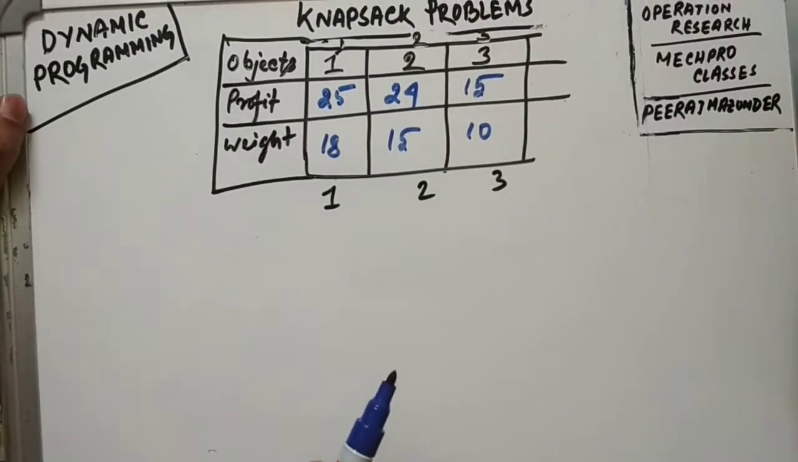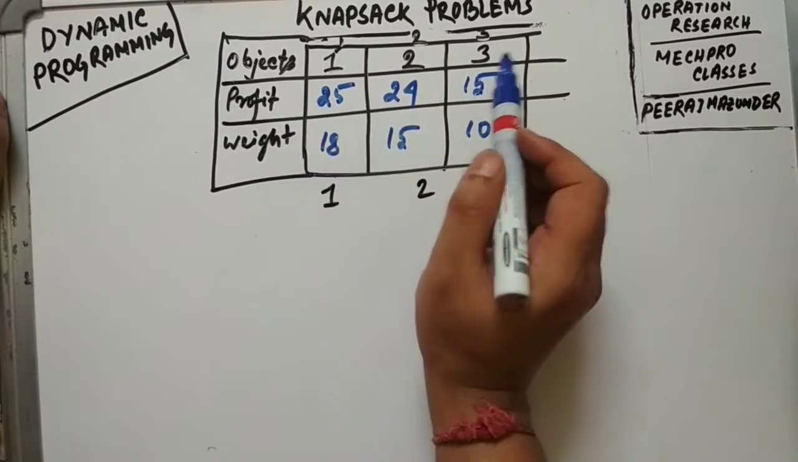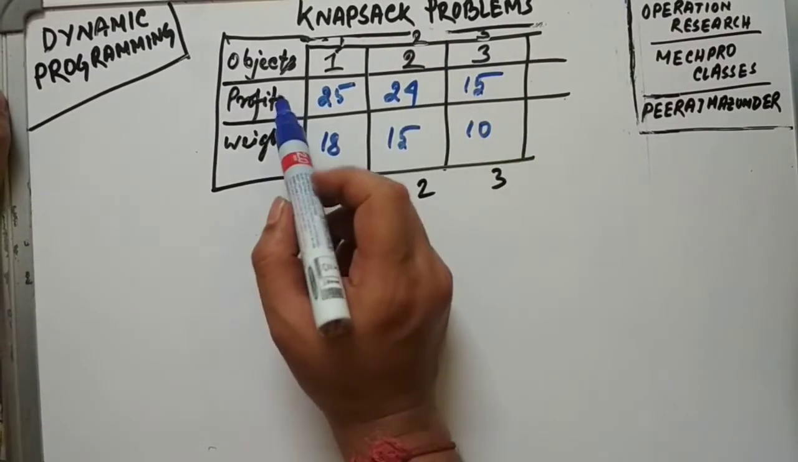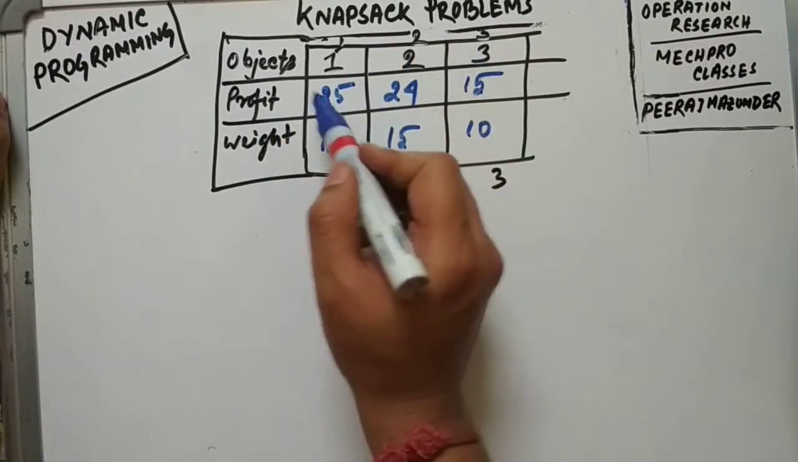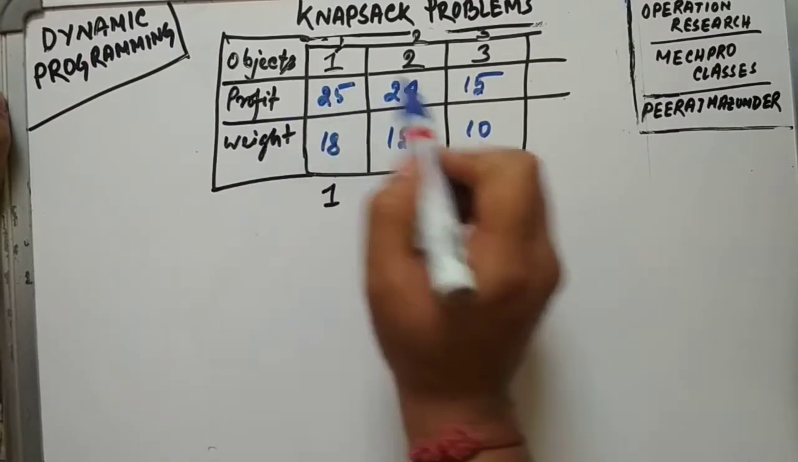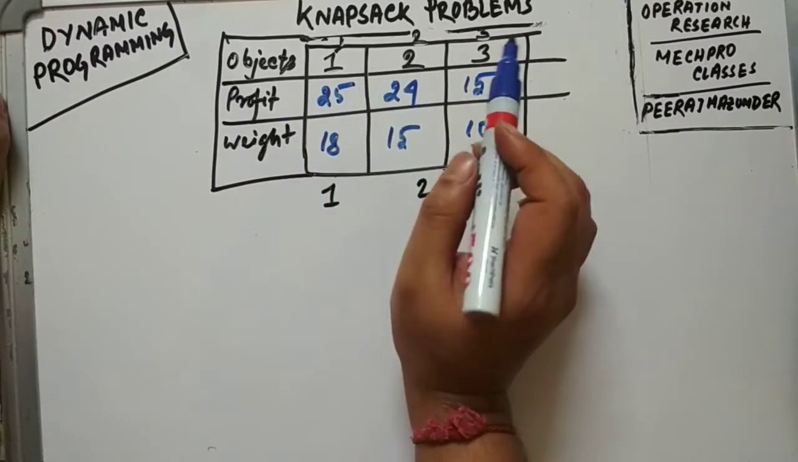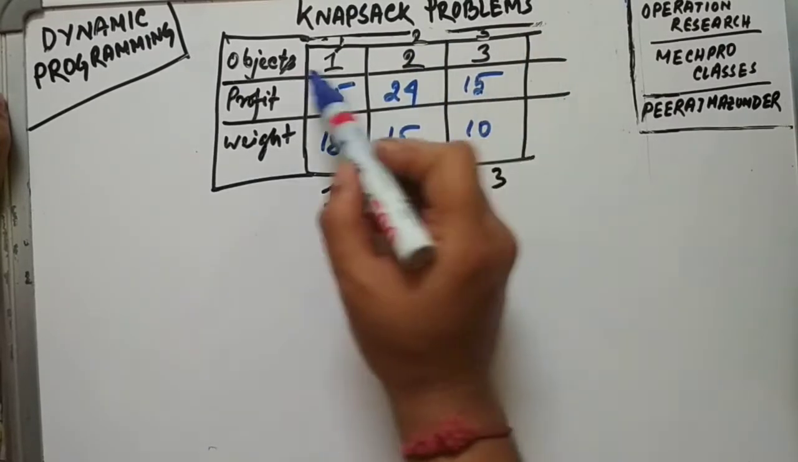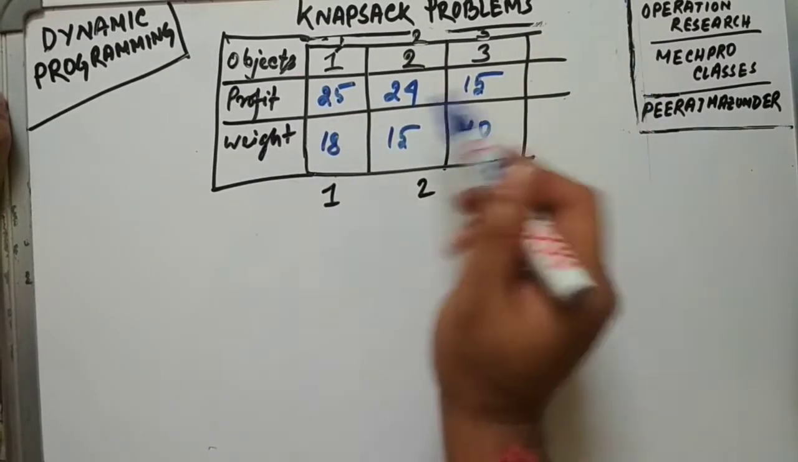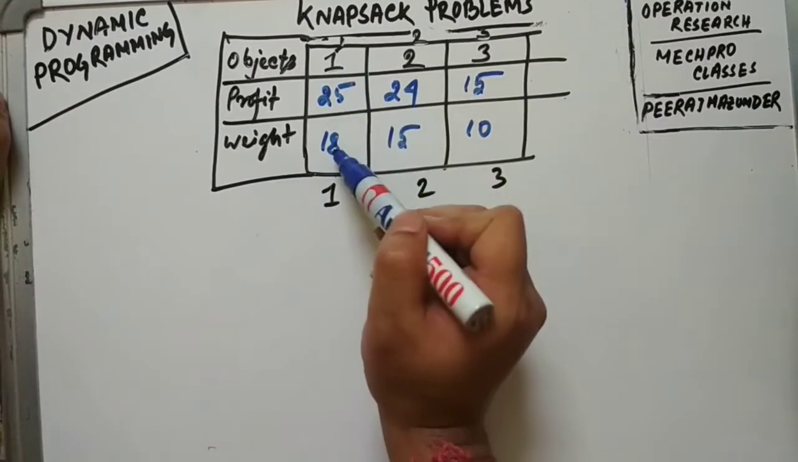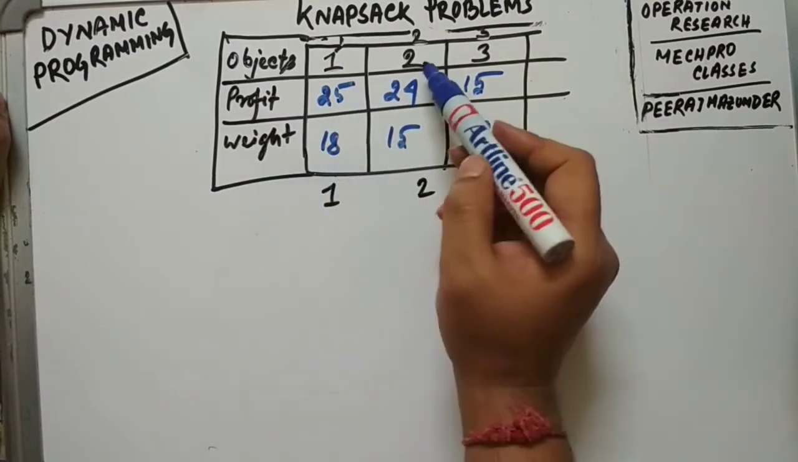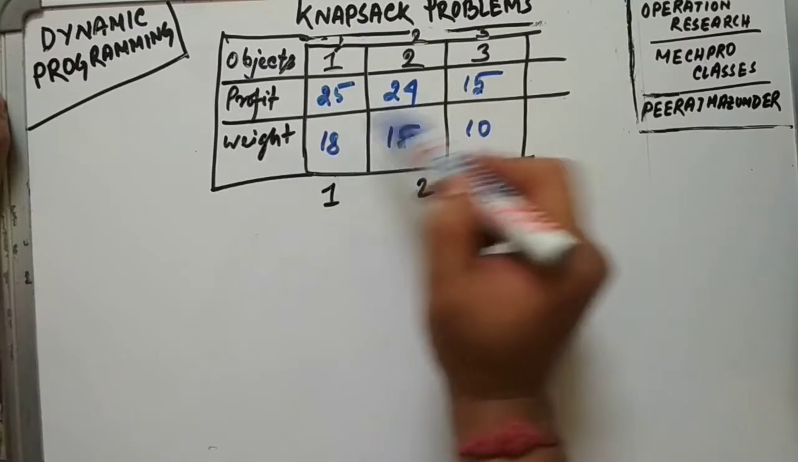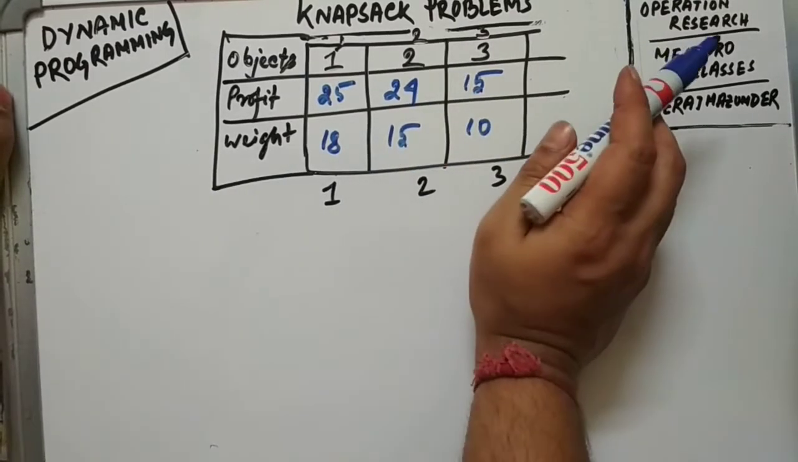Now we have a problem. The given problem has 3 objects, and the corresponding profits and weights are given below. For object 1 we have profit 25, for object 2 profit 24, and for object 3 profit 15. The corresponding weight of object 1 is 18, the weight of object 2 is 15, and the weight of object 3 is 10.